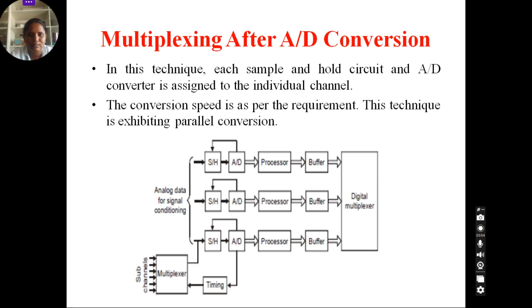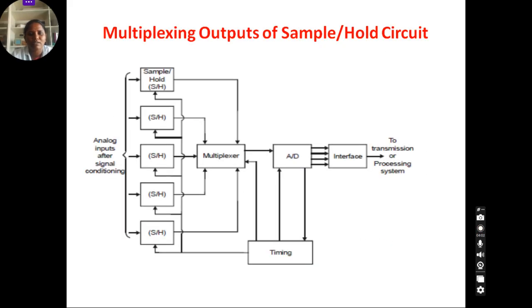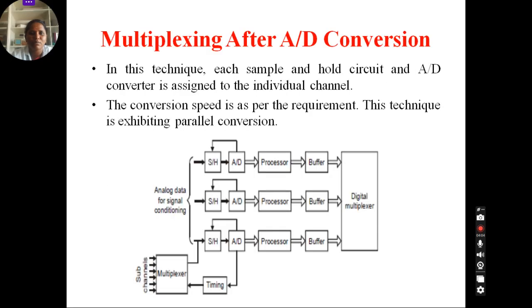So we discussed the single-channel and multi-channel systems, which can be classified into three types. First is the analog multiplexer system, second is the output of the sample and hold, and third is after A to D conversion.